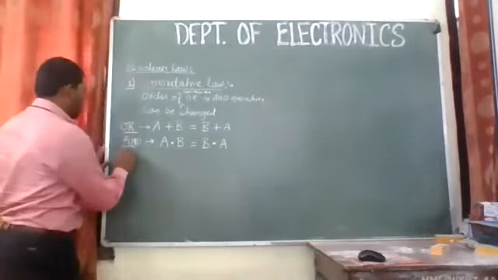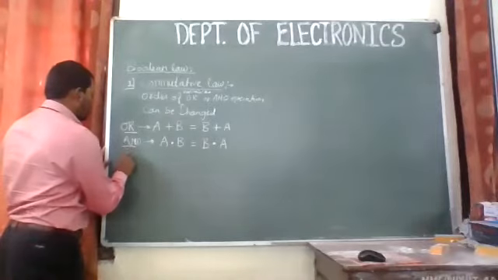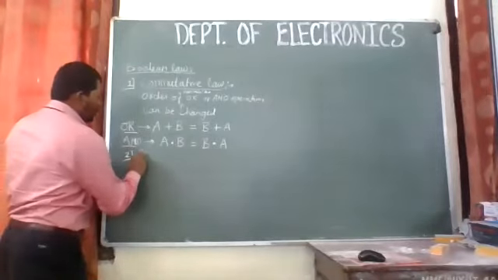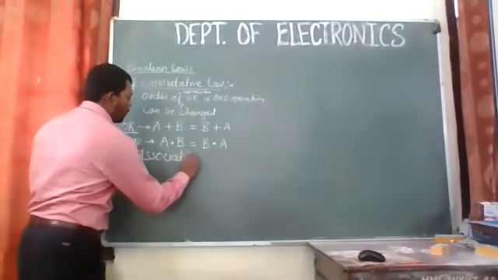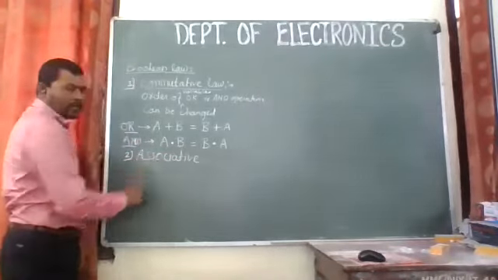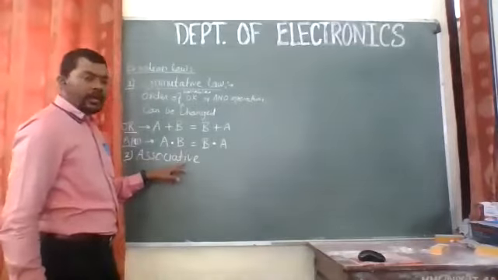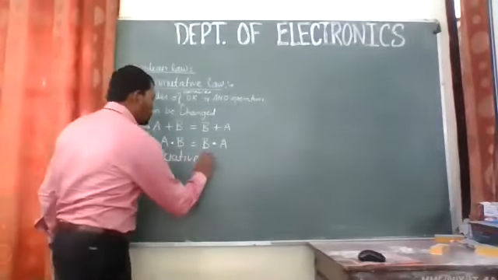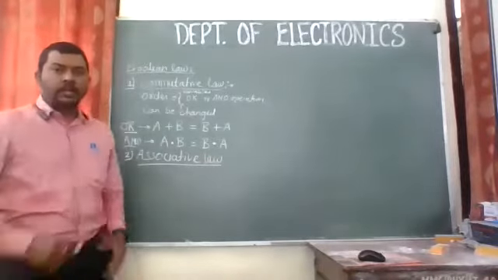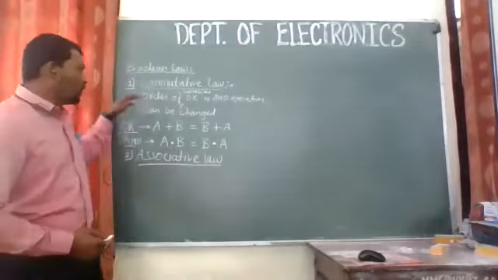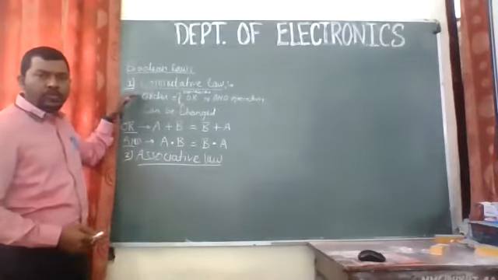The second law, I guess you have understood, is the associative law. I expect that it is visible to you. So the first law is commutative law.